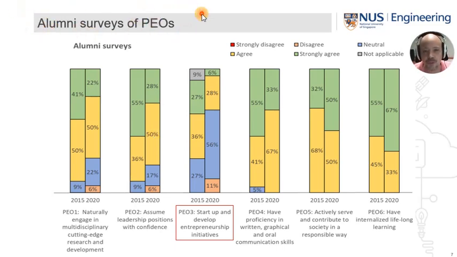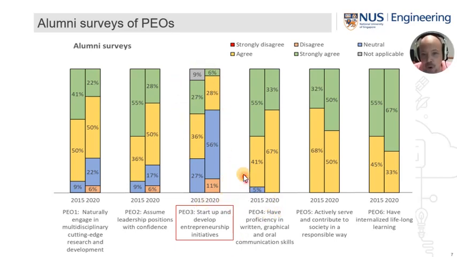We survey our alumni roughly 4 to 5 years after graduation, and we ask them, here are our POs. PO1, naturally engaged in multidisciplinary cutting-edge research, is the first pillar. Second is leadership. Third is startup and develop entrepreneurship initiatives. You see I've circled it in red here. We're going to come back to this pillar soon.